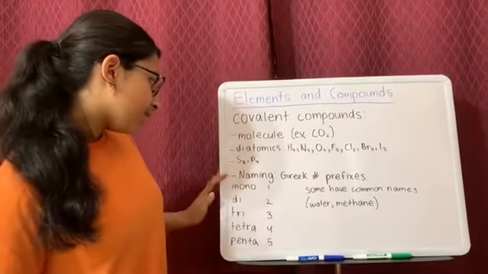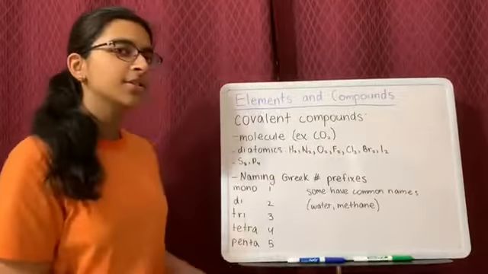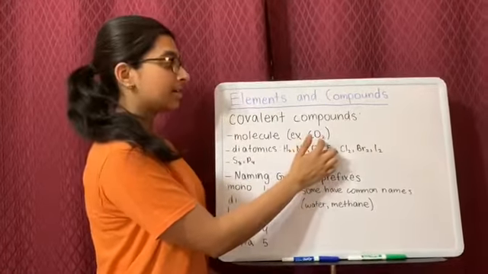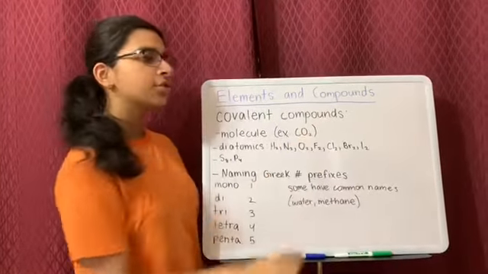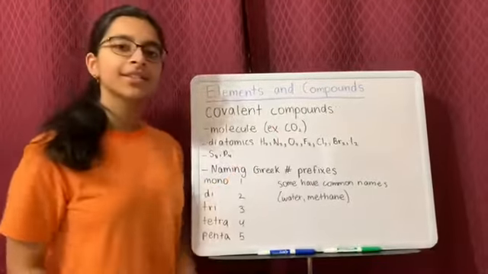So yeah, these Greek number prefixes are used in how we name carbon dioxide, because you can see in carbon dioxide there's 1 carbon, so that's just carbon. And oxygen there's 2 of them, so we're going to use the prefix for 2, that's di, so dioxide.